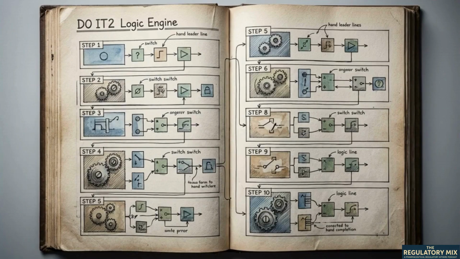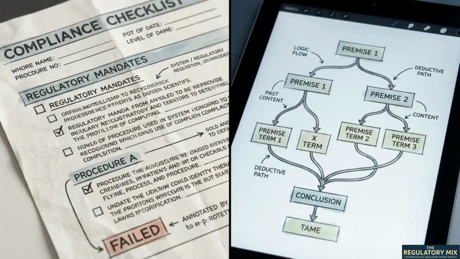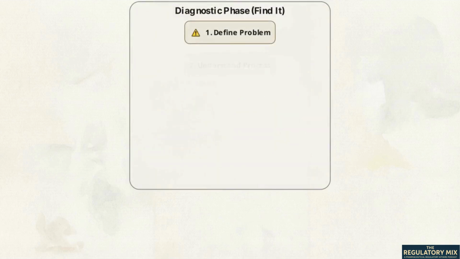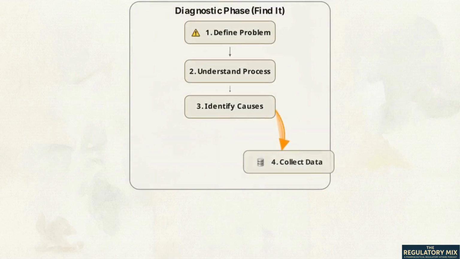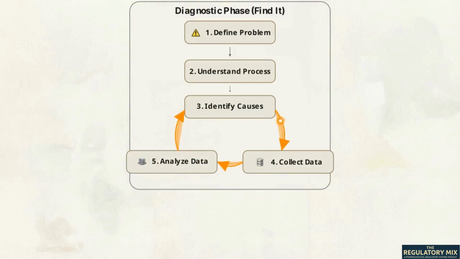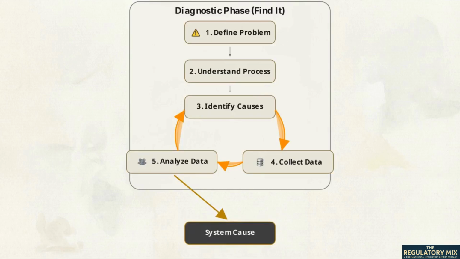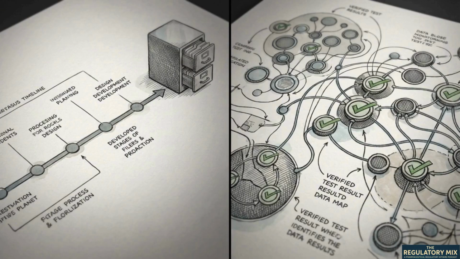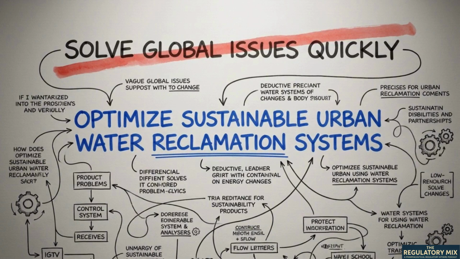Once a problem passes the filter, it enters a structured logic engine, such as the 10-step DO IT2 model, replacing flat administrative checklists with rigorous deduction. The first 5 steps form the find it phase, forcing investigators to drill down into the causal network. It's an iterative process. Investigators constantly loop through data collection and hypothesis testing until the precise system cause is isolated. This rigorous testing stands in sharp contrast to the linear, sign and file timelines demanded by basic compliance software. Effective problem solving is an active, continuous refinement of the problem definition itself.